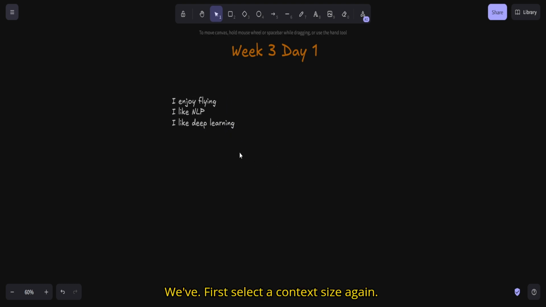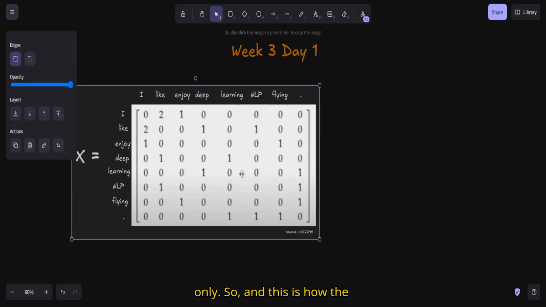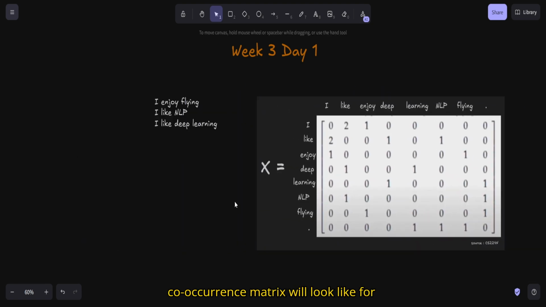We first select a context size again. So context size can be two words. Let's say "enjoy flying", or "I enjoy", or "I like", or "like NLP". But here we'll select a context size of only one, and we'll create a co-occurrence matrix. This is inspired from CS224 only. And this is how the co-occurrence matrix will look like for this.